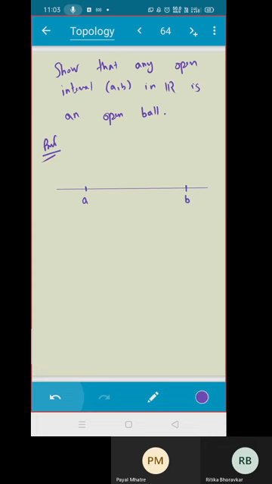The question is, show that an open interval (a, b) is an open ball. How many of you can do that? Just raise your hand. Take some time. How many of you think you can do that? You already know what an open ball is. For an open ball, you need only two things. That means for the interval, I need only two things to show.